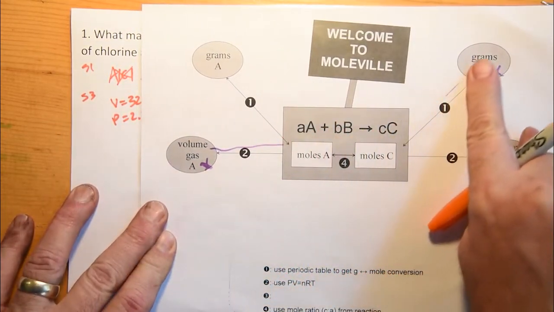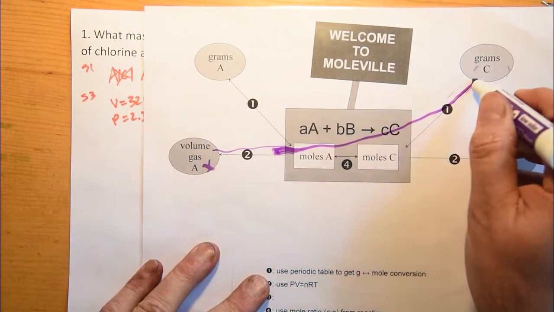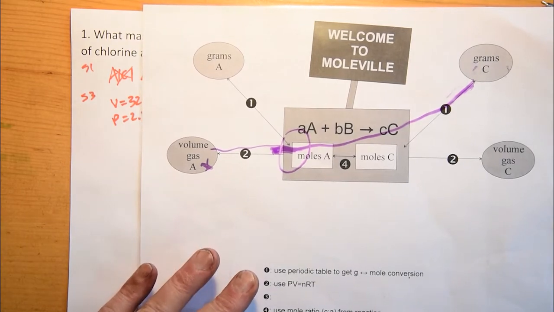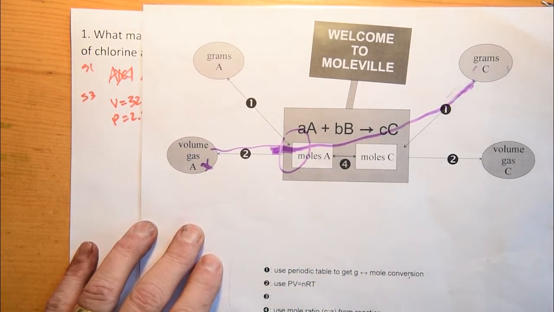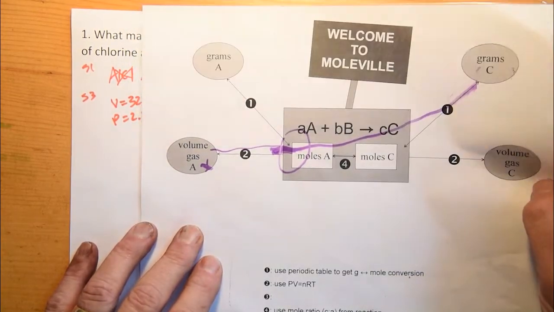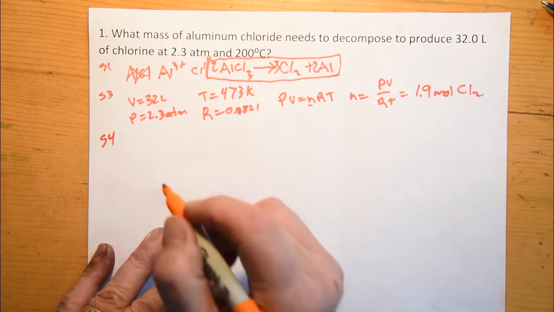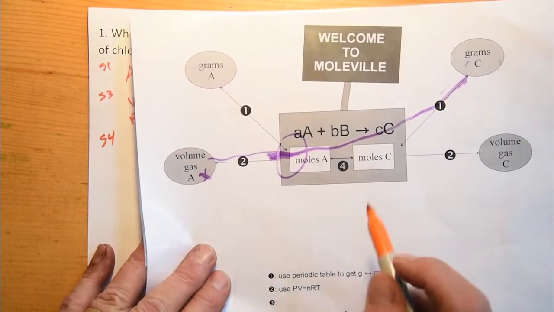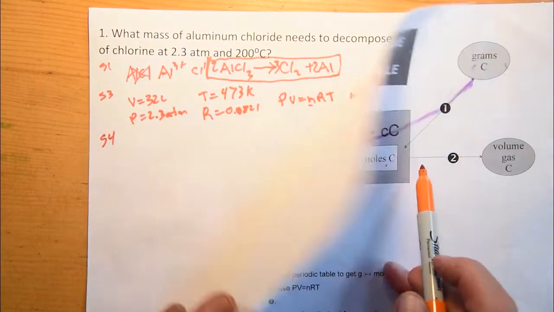All right. Well, let's leave that on there. We are now right here. Right. We've converted from volume of gas to moles of gas, and we are now in Moleville. Hello, Moleville. Now what we need to do is we have to convert moles of this gas to moles of the aluminum chloride.